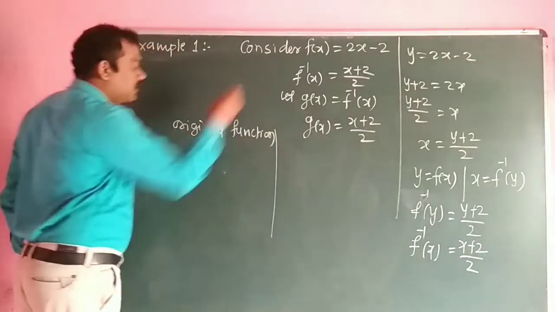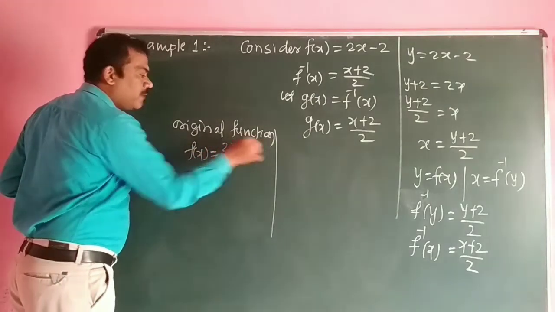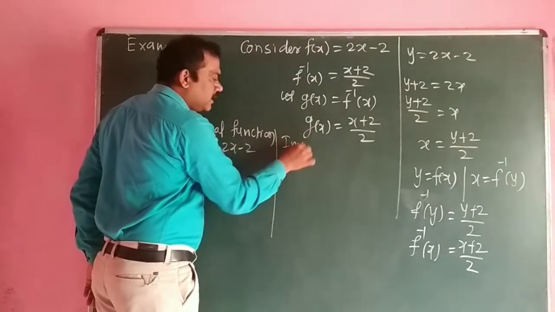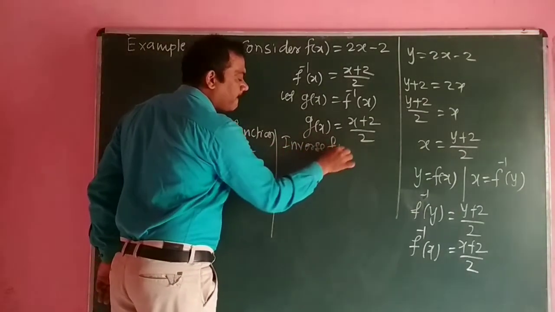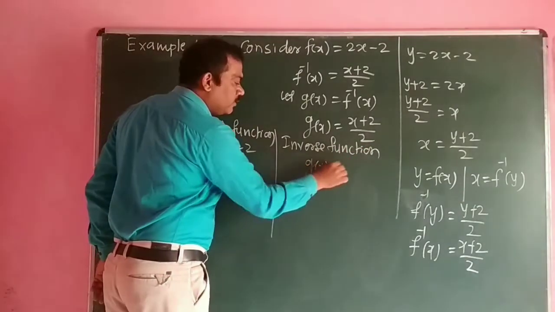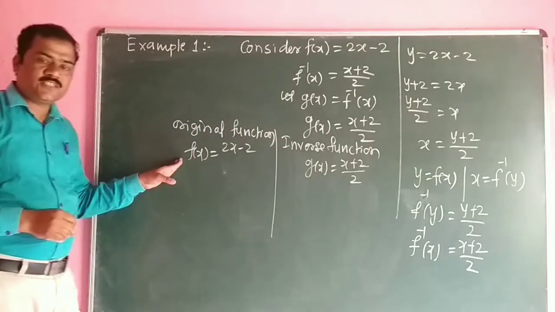What is the original function? f(x) = 2x − 2. Now we have to see the inverse function. We write g(x) = (x + 2)/2. Now we will differentiate these with respect to x.